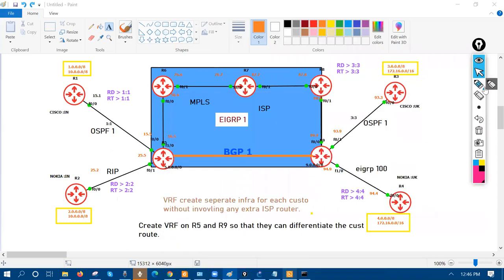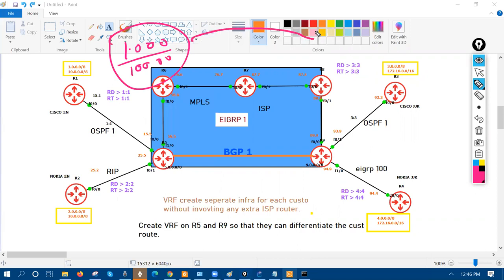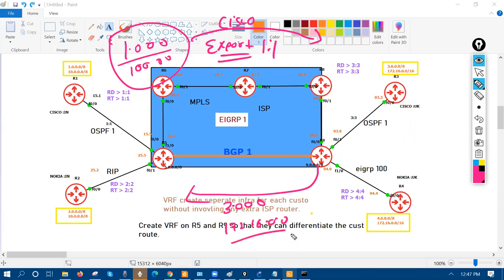Try to understand this information, 1.0.0.0 and 10.0.0.0. I need to export this, in which VRF, with RT value 1:1. This side is also exporting, from 3.0.0.0 and 172.16.0.0. So this will be exported, in which VRF? Cisco. If this guy is exporting, they will export it.